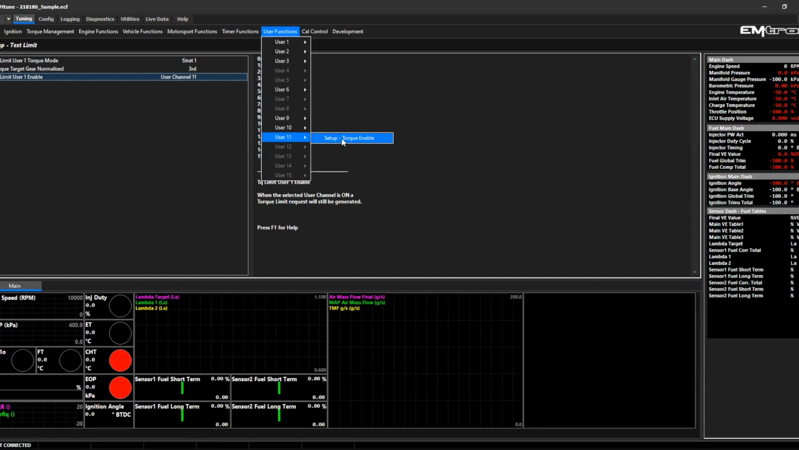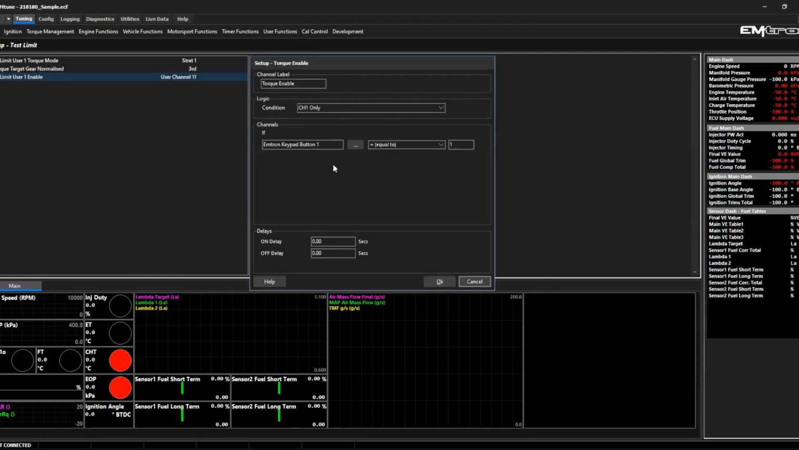Now here I have set up what I'll call torque enable. I've configured it as channel 1 only. And basically, if keypad 1 is equal to 1, it will turn on this torque limit. So basically a button press will enable it, but you can do any strategy you want to.